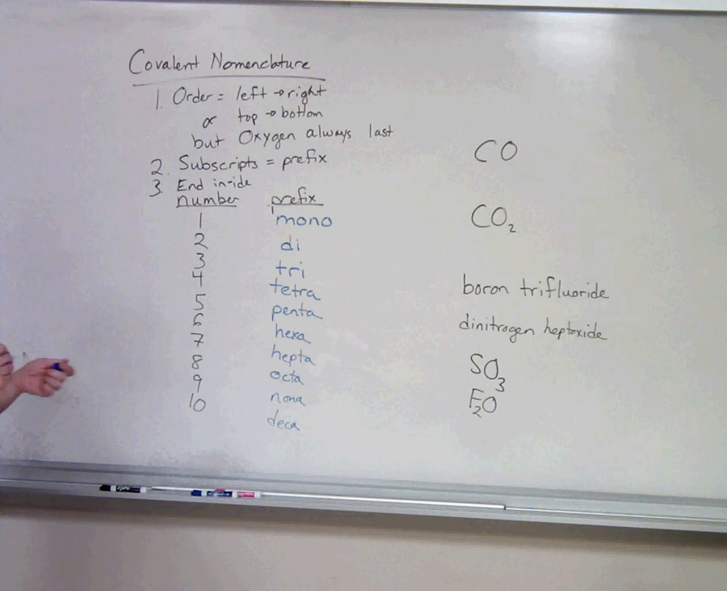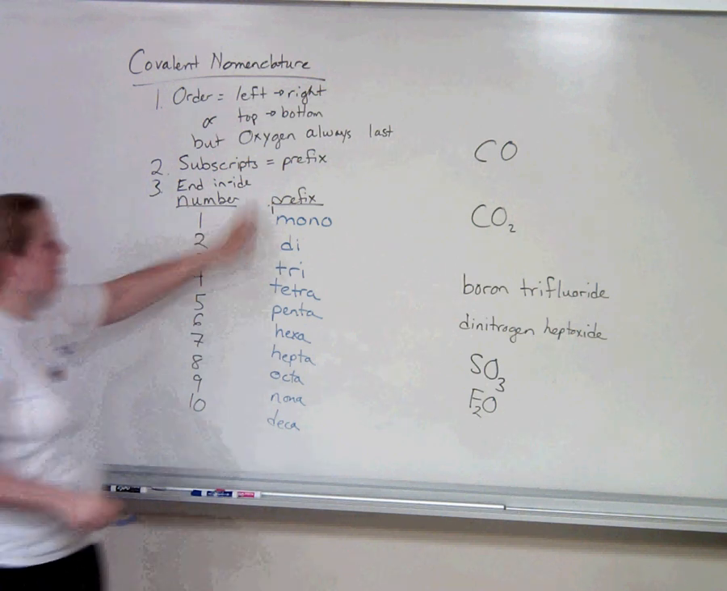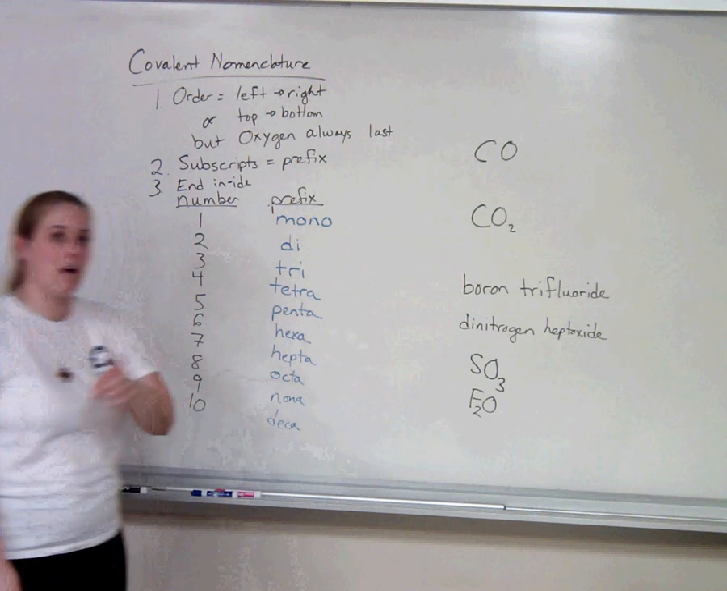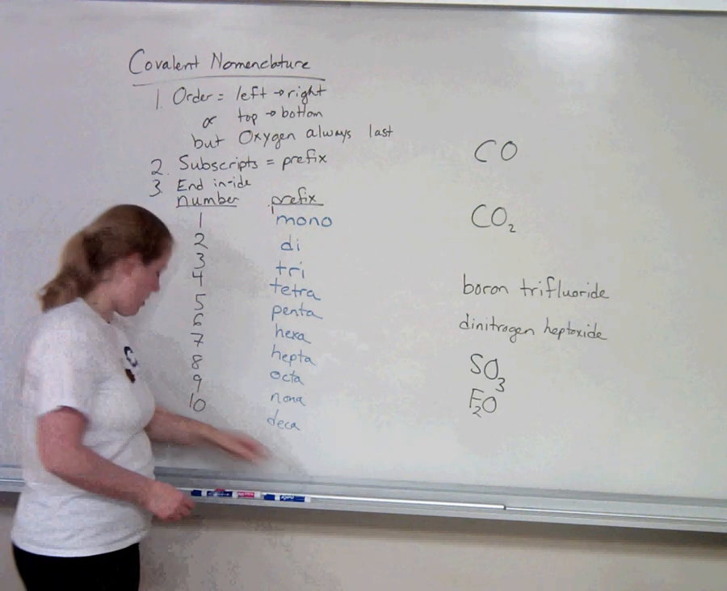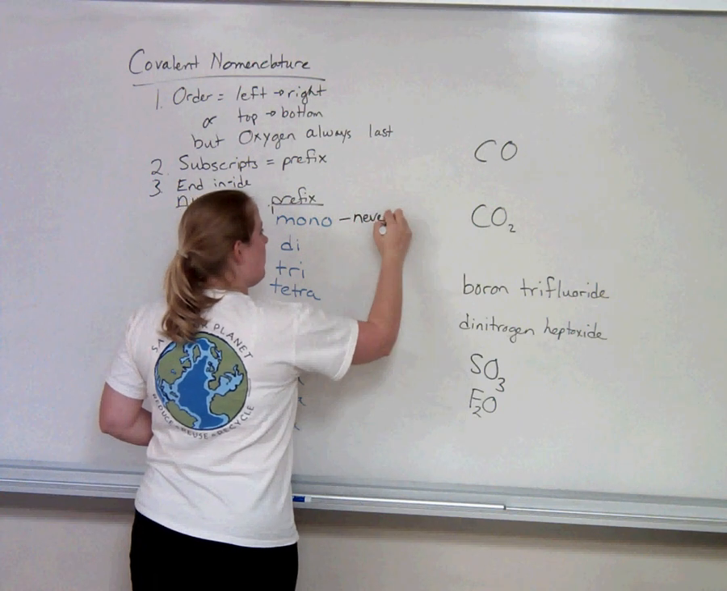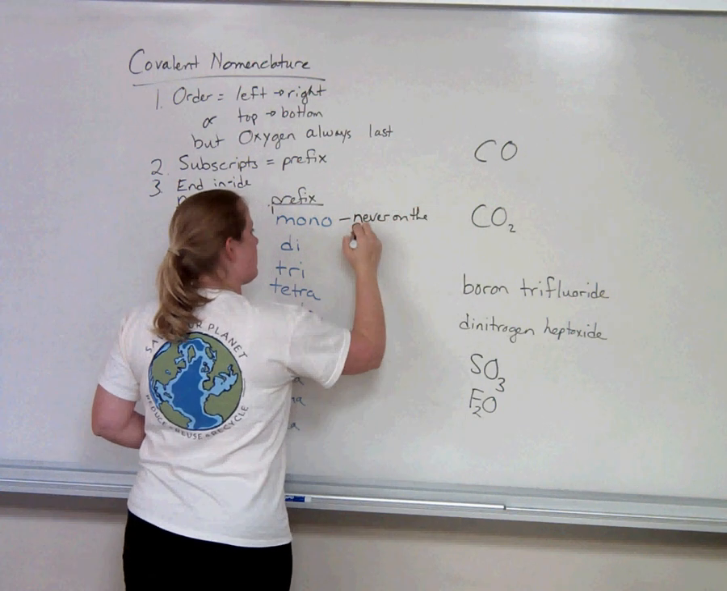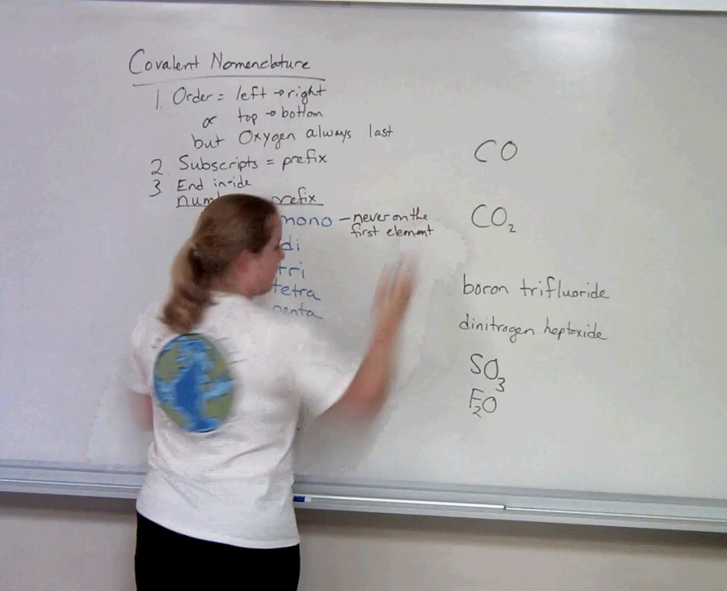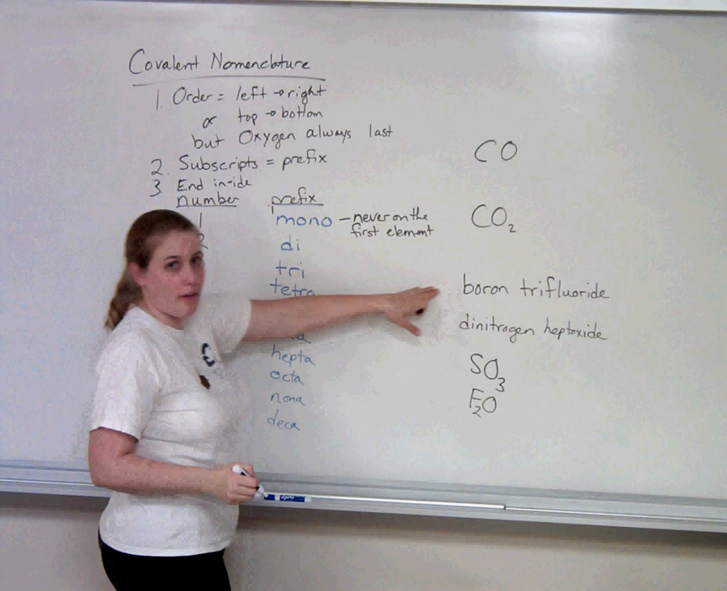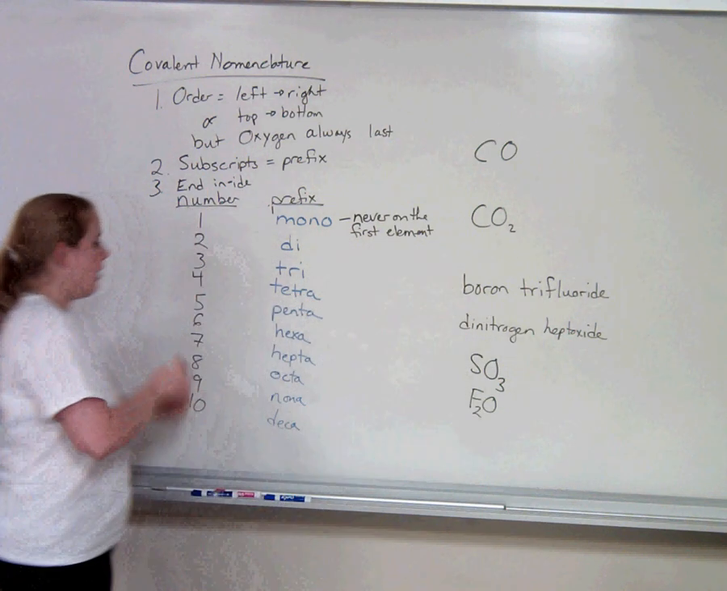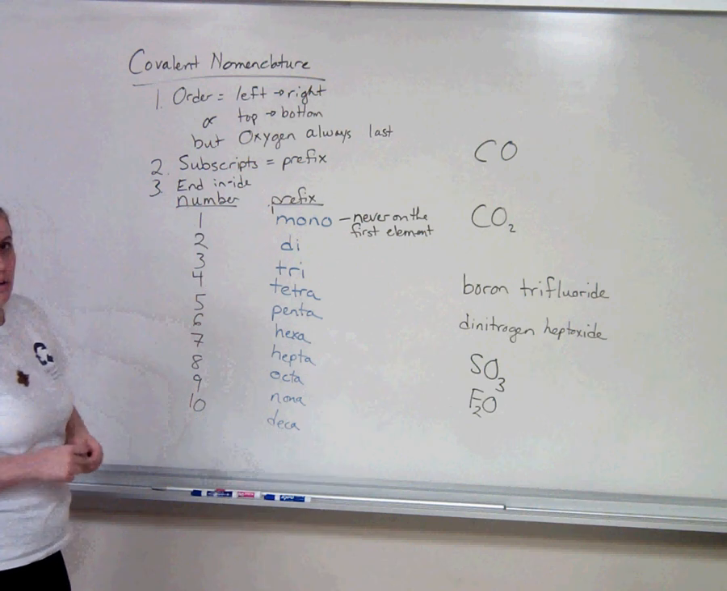All right. So what you do is you take this prefix and you put it on the name of whatever compound it is. Now there's a couple of rules. 1, never start with mono. Never on the first element. So there's no prefix on the boron that tells us there's only one boron. It's not monoboron trifluoride. The rest of them can go on whichever element.